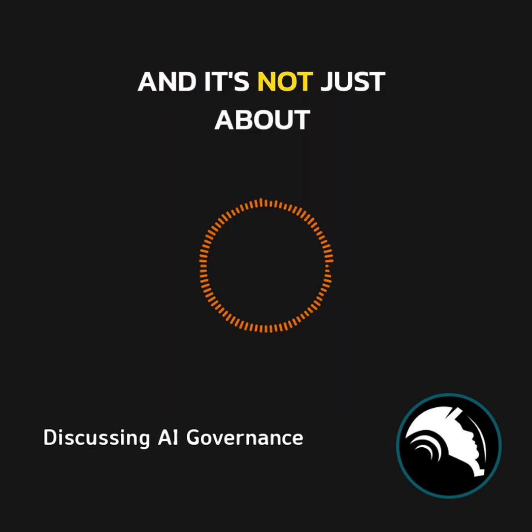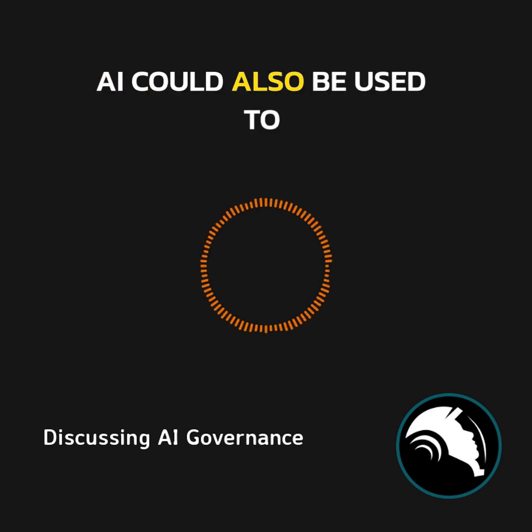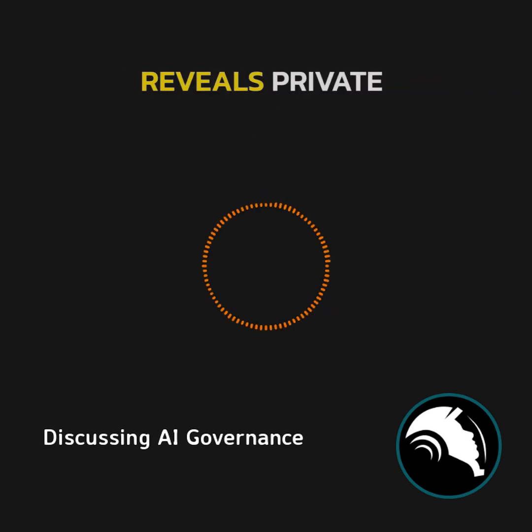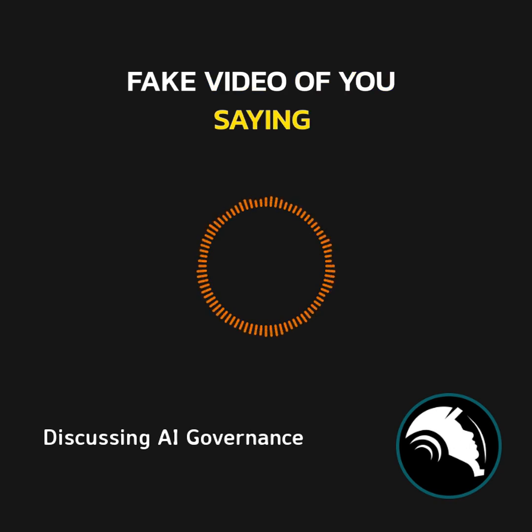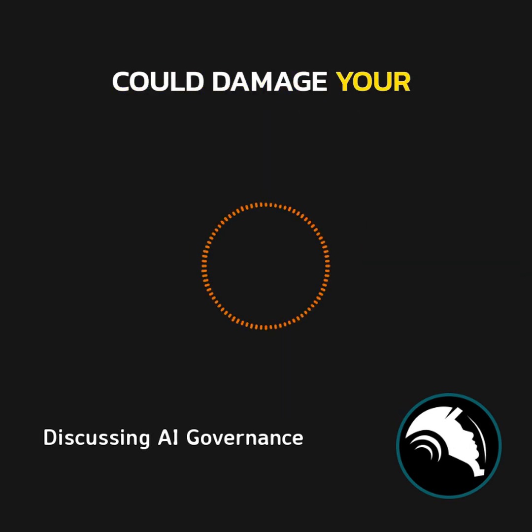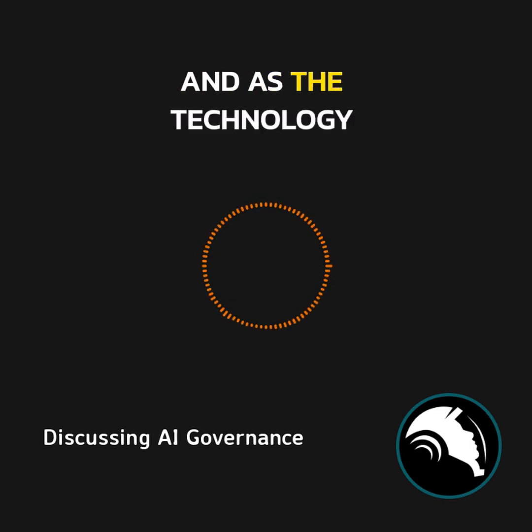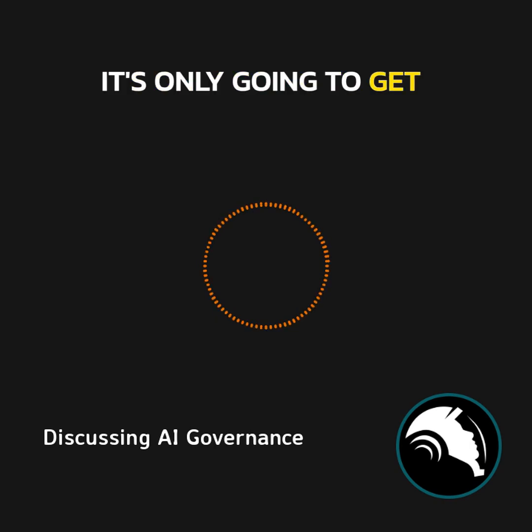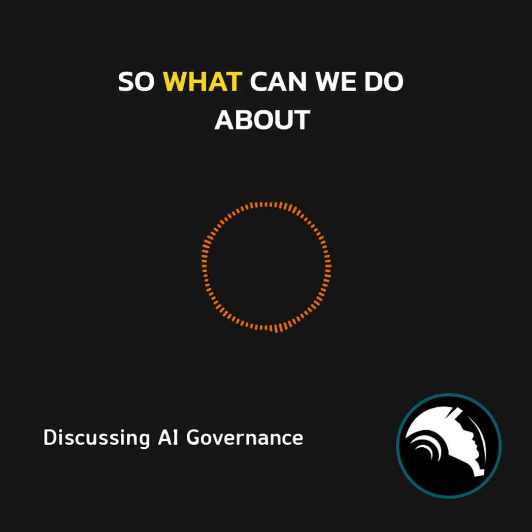It is, and it's not just about predicting things. AI could also be used to generate content that reveals private information. Like, imagine someone using AI to create a fake video of you saying or doing something that could damage your reputation. Oh man, yeah, that's a nightmare scenario. It is. And as the technology gets more powerful, it's only going to get easier to do that kind of thing. So what can we do about it?